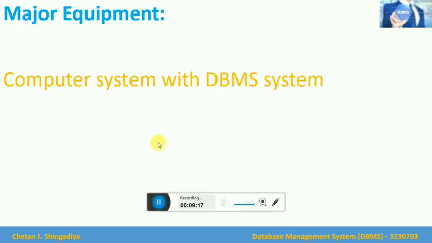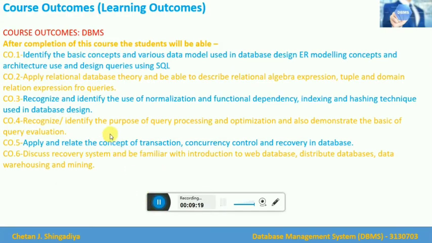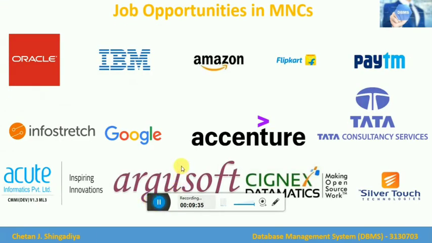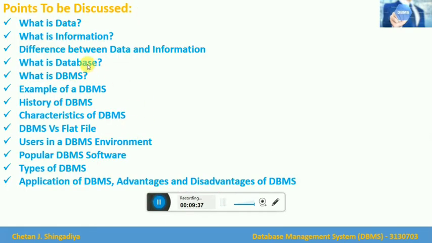Then we have seen the major equipment. Then we have seen the course outcomes, or we can say learning outcomes, for this subject. Then the job opportunities in the IT industry for the subject of database management system, and at last, job opportunities in MNC companies. So friends, now let us see the list of topics one by one in detail.